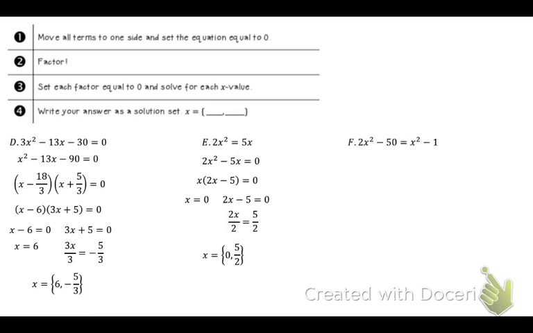This one, we want to get everything to one side, so subtract that x squared, add the 1, so you get x squared minus 49 equals 0. You could use square root if you wanted. But that's going to be x minus 7, x plus 7. So that's x minus 7 equals 0, x plus 7 equals 0. So x equals 7 and negative 7.